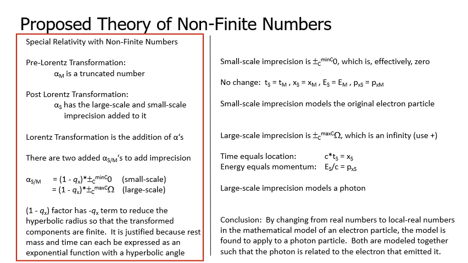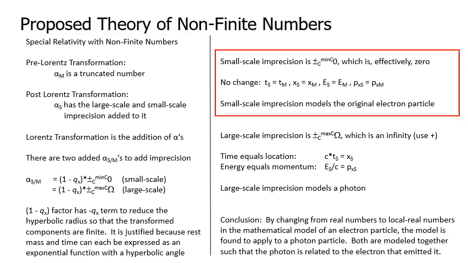A Lorentz transformation is an addition of a hyperbolic angle. The angle that gets added has a 1 minus q sub x term that keeps the result finite and applies because rest mass and time are also constructed from a unitless hyperbolic angle inside an exponential function. Adding small scale imprecision is trivial because small scale imprecision is nearly zero, and there is no change to energy, momentum, time, or space location. The small scale imprecision Lorentz transformation models the original electron particle.